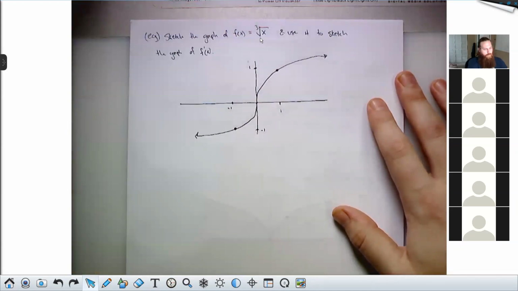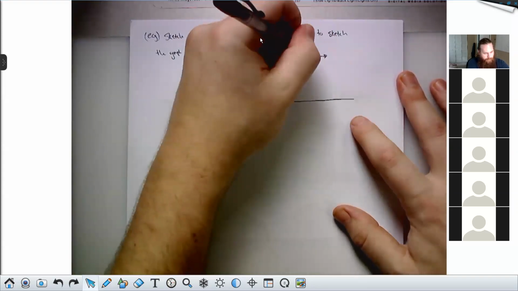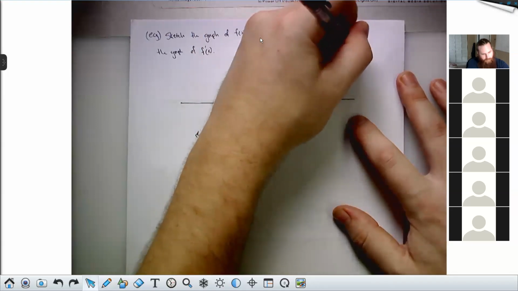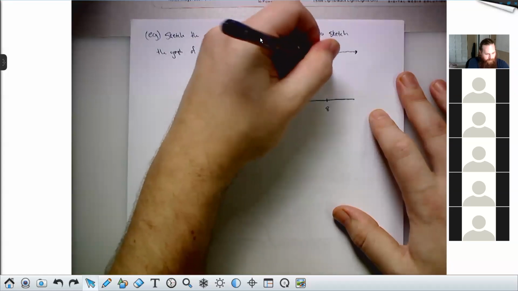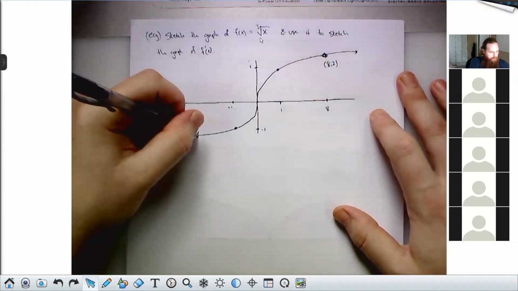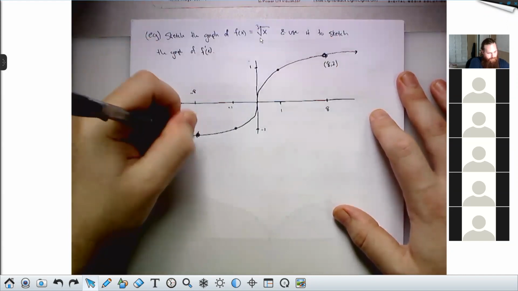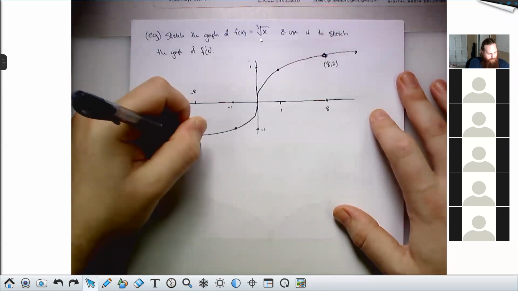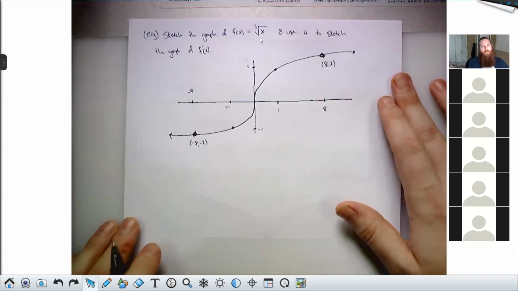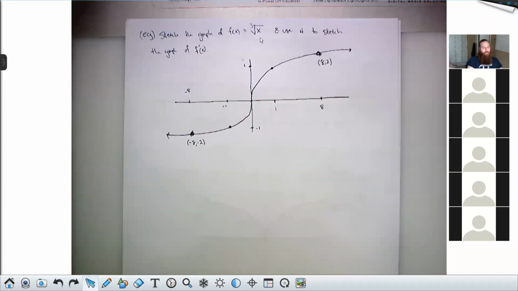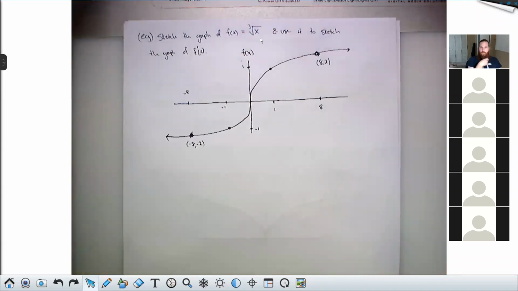(1, 1, -1, -1), and I'll extend a little bit further so we can get a few more. I'll call this 8. This would be (8, 2). Call this -8. This right here would be (-8, -2). Okay, there's the cube root function. That's the original. That's f of x. It's a graph we should know.